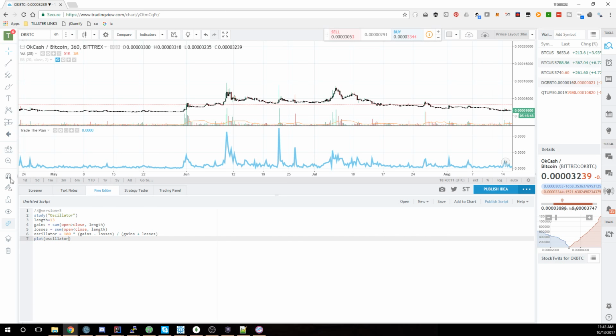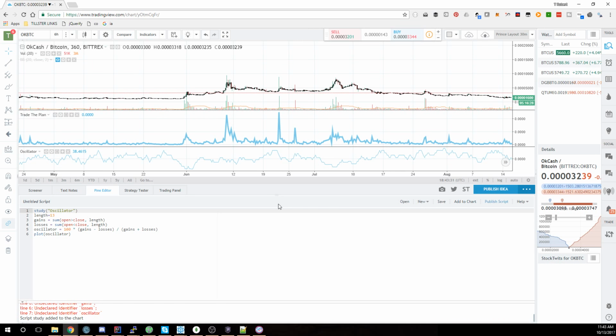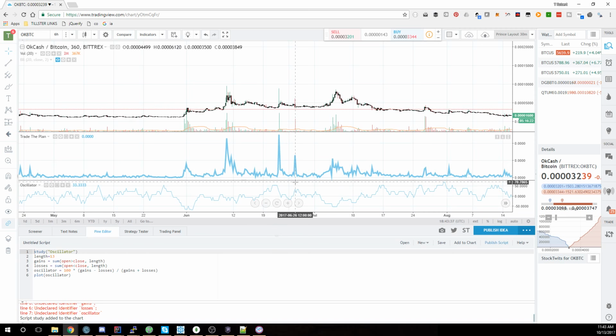Let's plot that. Add a chart. Sorry, I need to change my version here. Doesn't like it when I do that. There we go. Mixing old code with new.